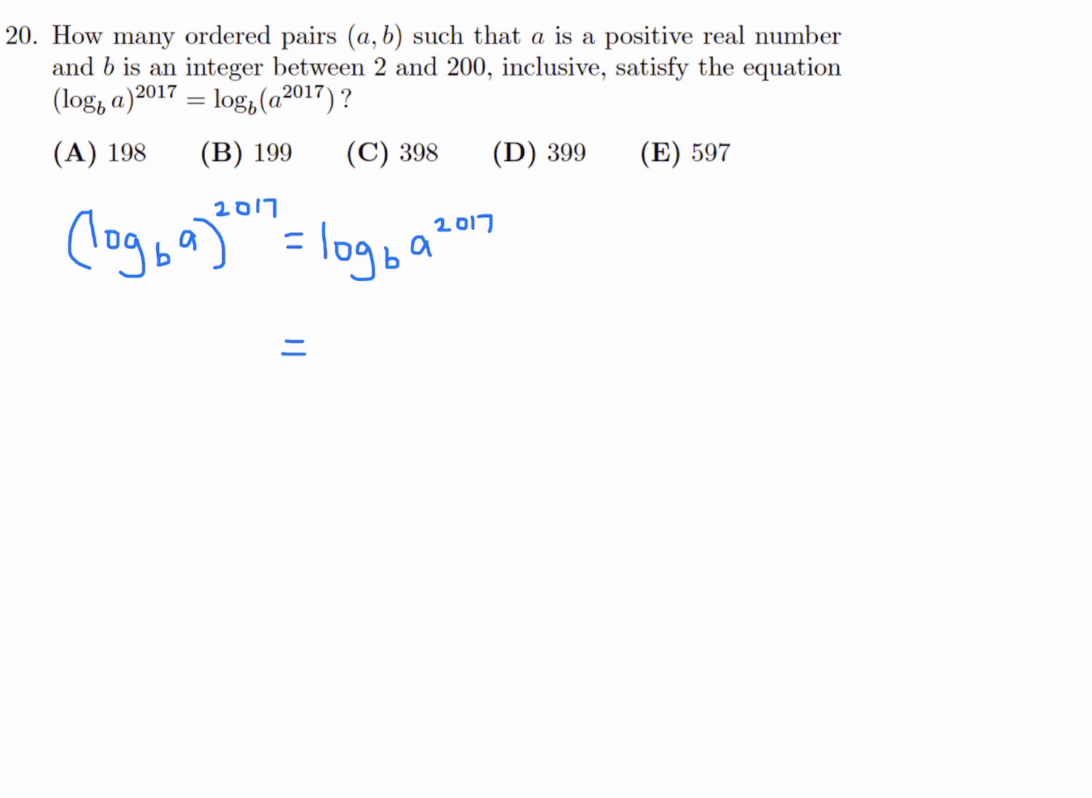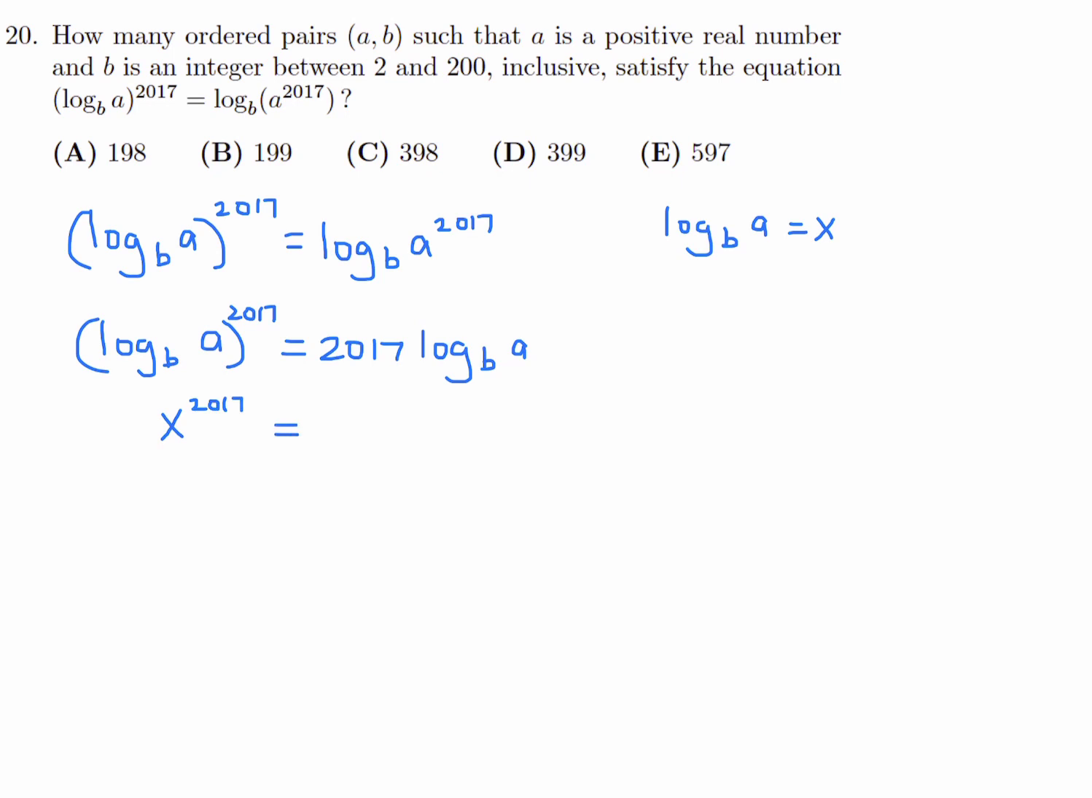Using log rules, the 2017 can come out front. For this one only, you have to be careful about the notation. So 2017 times the log of A to the base B, and then this one, not much I can do really, all to the 2017. So to make things easy, I will let the log of A to the base B equal x. So this becomes x to the 2017 is equal to 2017x.